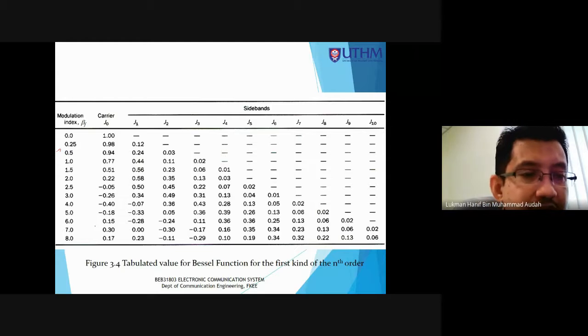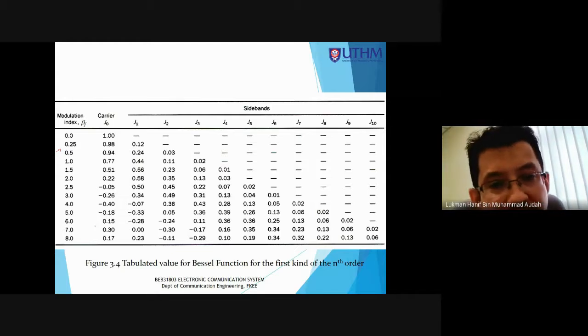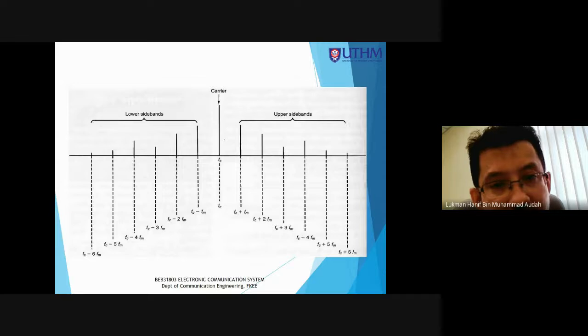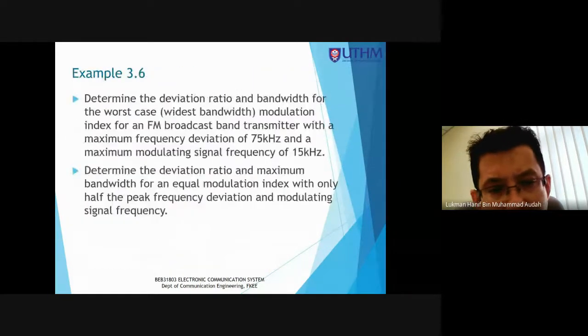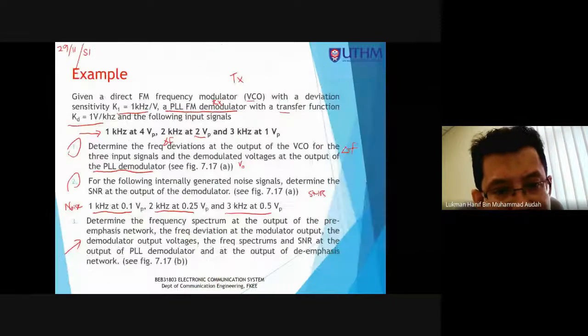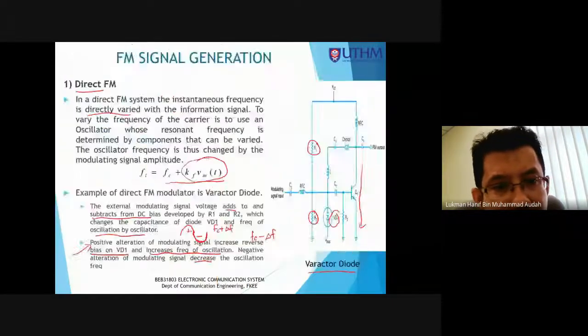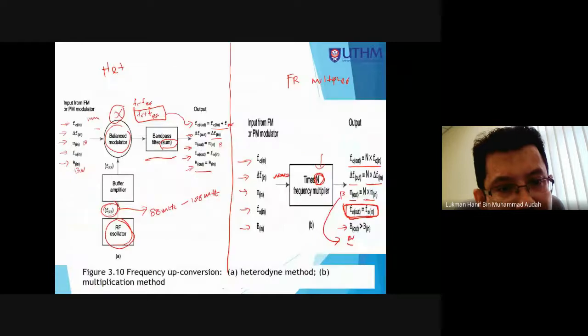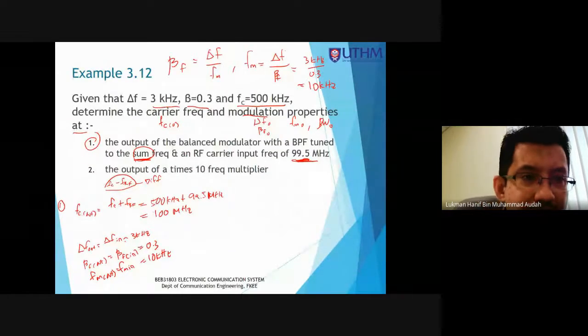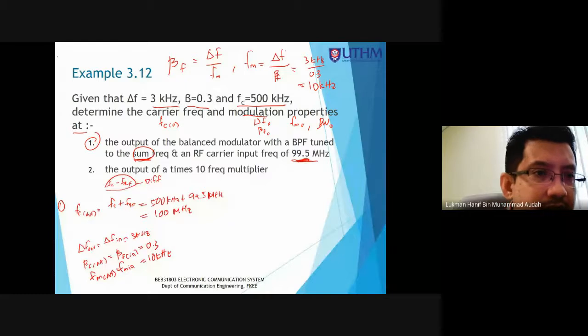It's somewhere over here. So kalau you nak kira bandwidth, ada dua kaedah, sama ada nak gunakan Carson's ataupun Bessel. You can use Carson's or Bessel. Okay, so katalah kita guna Bessel, let's say we use a Bessel. So that means bandwidth bersamaan dengan 2 delta F plus FM.